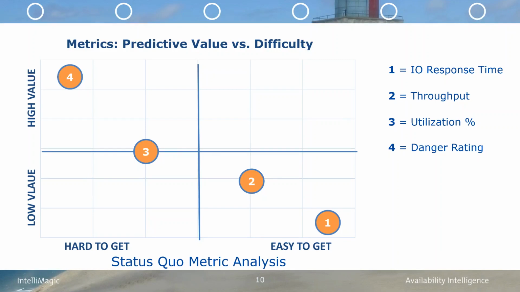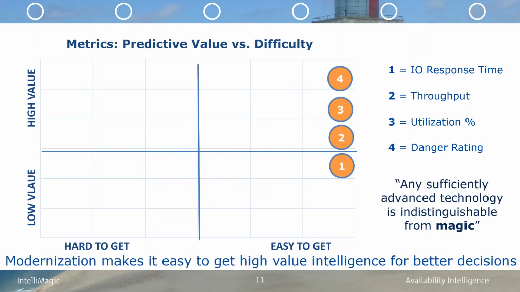So in a modernization of a solution, we really want to move all of these up to the easy to get, far right, and increase the value as much as we can in them. And we believe we've done a great job at that with our approach to this. So some of you might be thinking, okay, how does I/O response time increase in value? Well, it's actually a rated metric for us, and we see it in the context of other things that are going on. So you'll get a glimpse of that in the demo, I think.